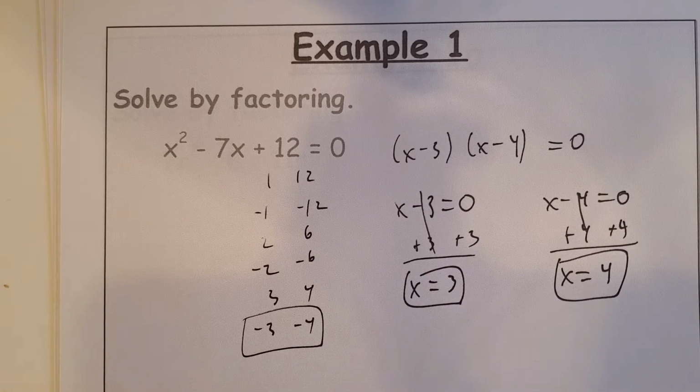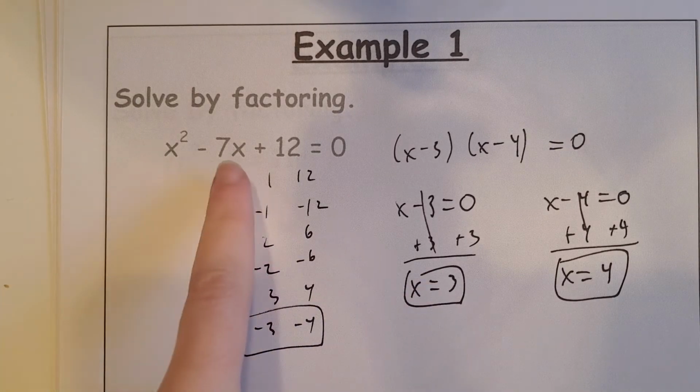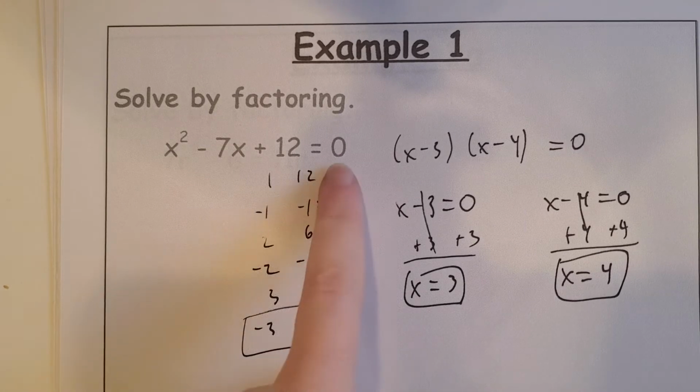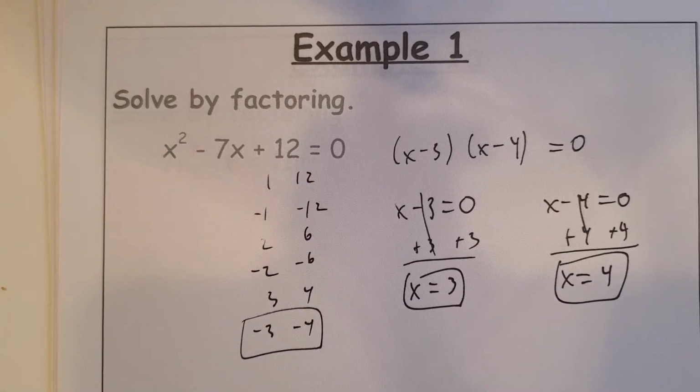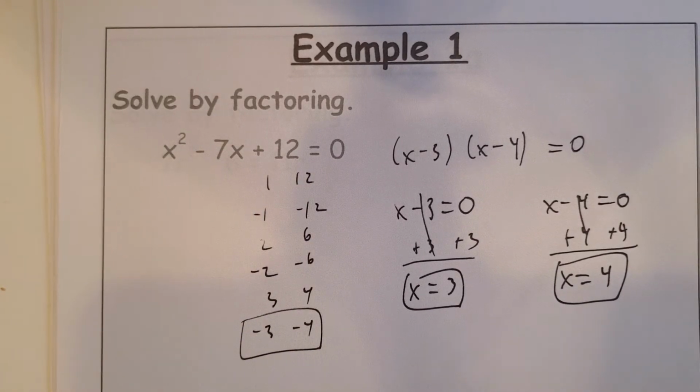If you were told to check your answers as well, it would be the exact same thing that you would expect. You would take these one at a time, plug them in for x, and you should get 0 for both of these. All right?